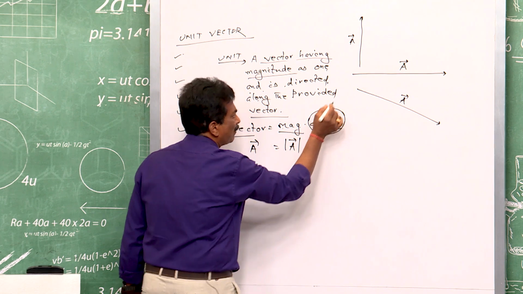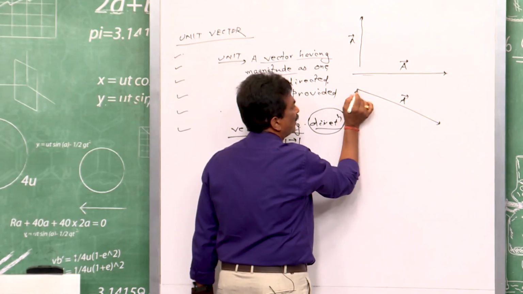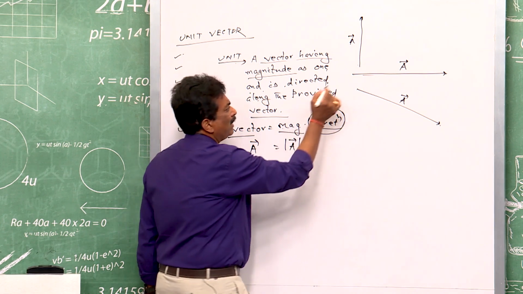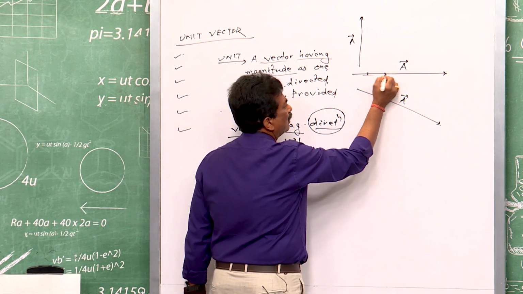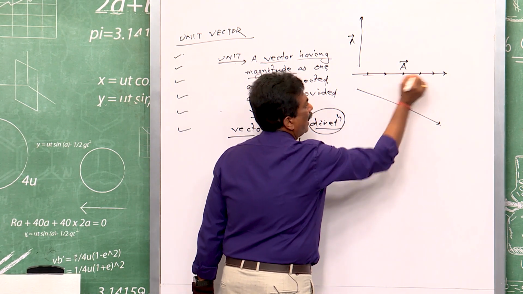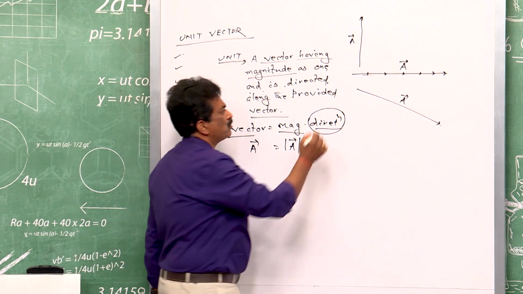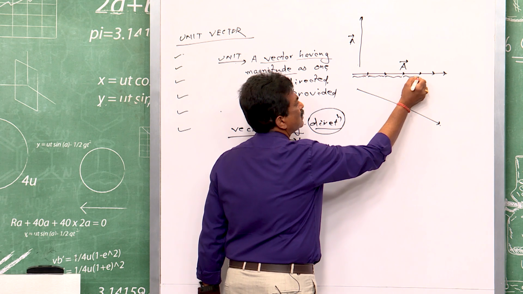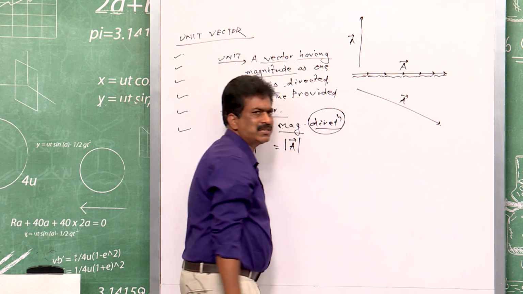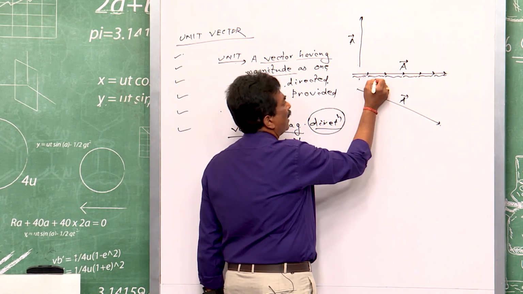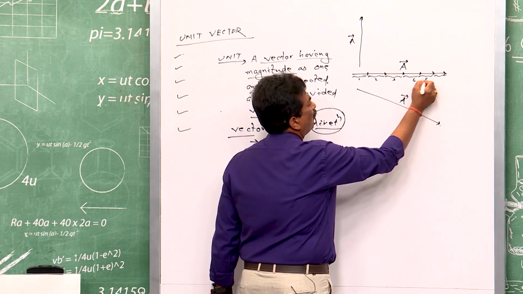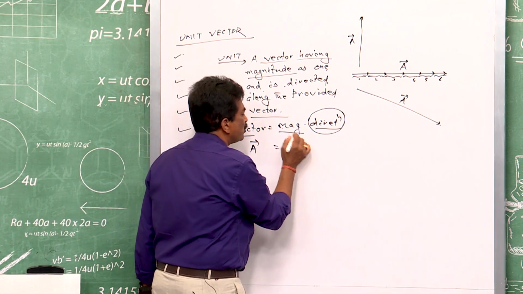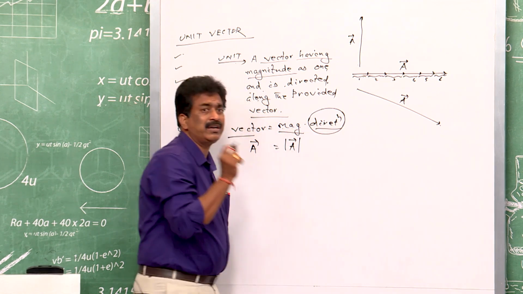So, this provided vector, either this or this or this, has different magnitudes. Suppose I divided the magnitude likewise. This is 1 unit, this is 1 unit, and so on. So, how many units? 1, 2, 3, 4, 5, 6. So, it has 6 units, meaning its magnitude is 6, and it has a direction.